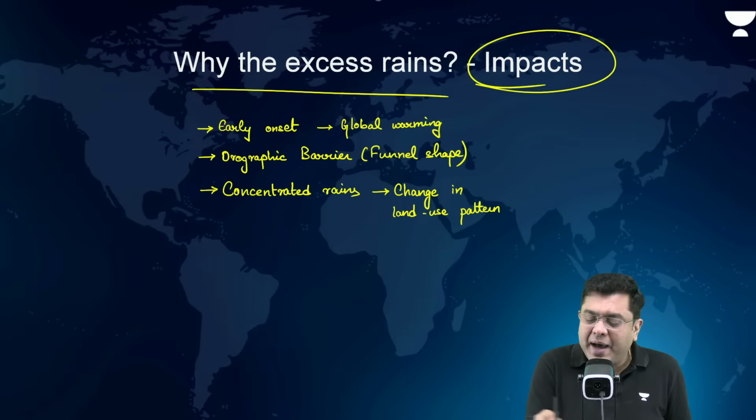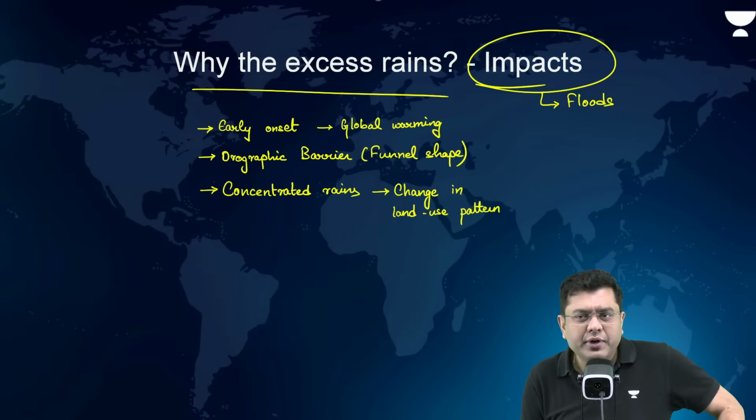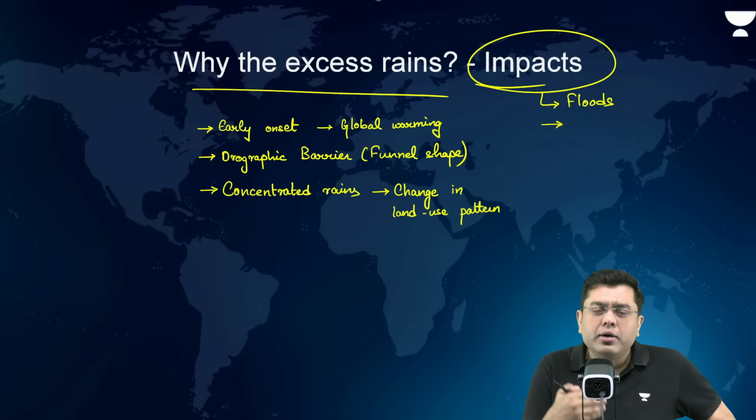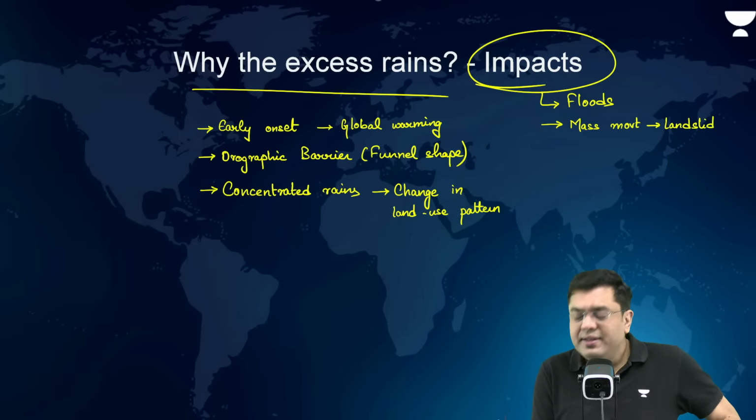So, what are the impacts of this concentrated rainfall? You have floods, which is the easy outcome. All of you can guess excess rainfall will lead to floods. But at the same time, the floods and the massive amount of rainfall will also exaggerate or increase the chances of mass movement, like landslides, isn't it? Landslides will become very common.